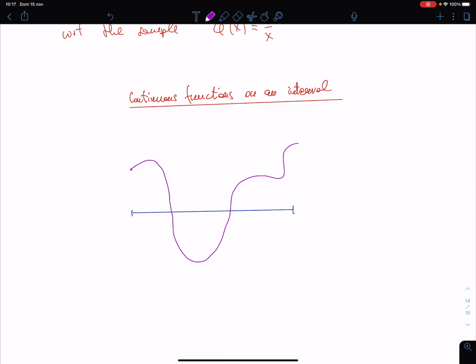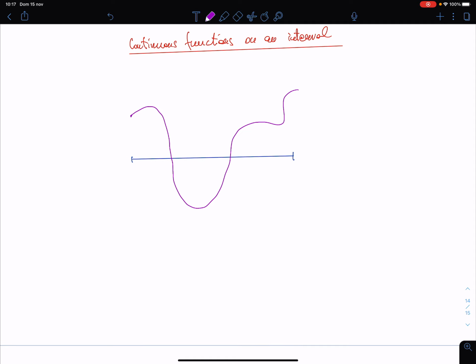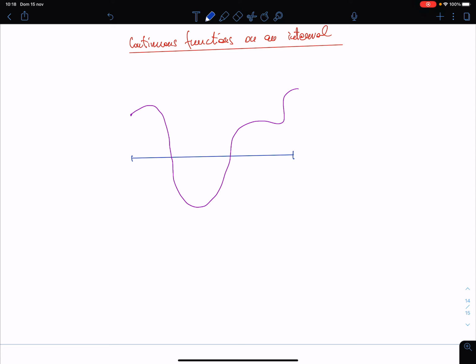Okay? If the domain is not an interval, but for instance the union of two disjoint intervals, of course this is not possible. If it is a set of isolated points, like for sequences that are continuous functions, I recall it, this is not possible. But for continuous function on an interval, this is possible. And for these functions, there are three theorems that are very important, and I will introduce you these theorems before stating them and proving them.